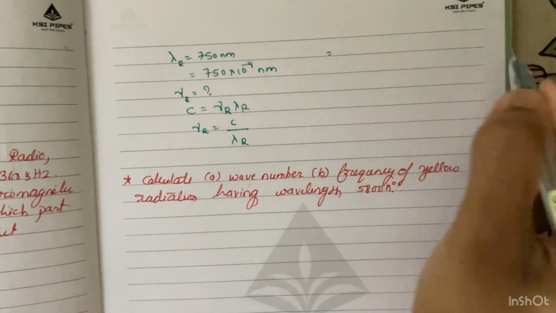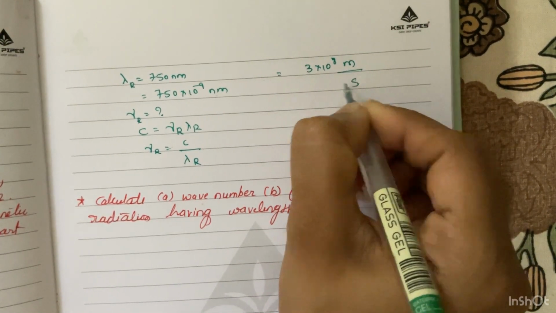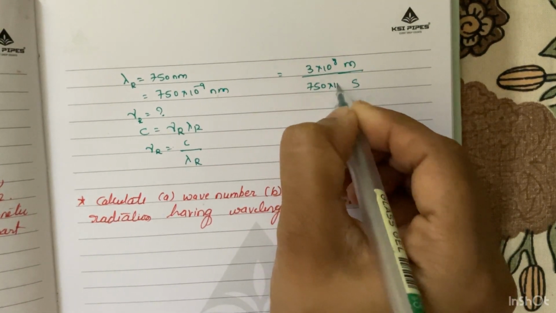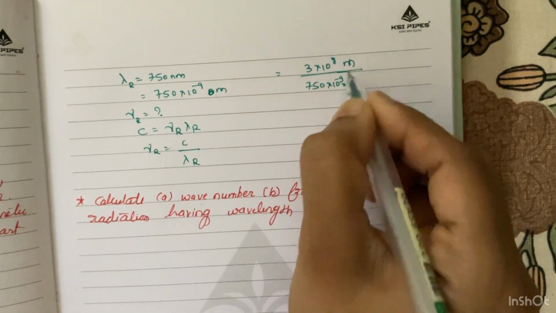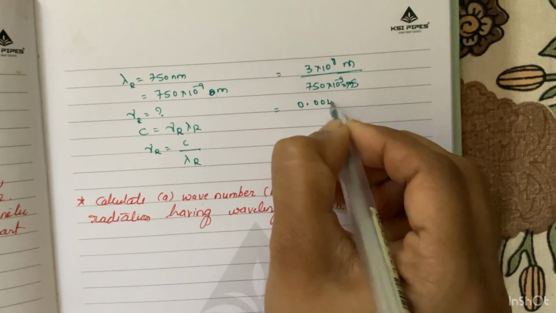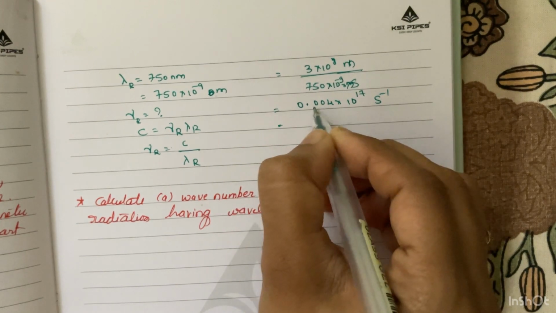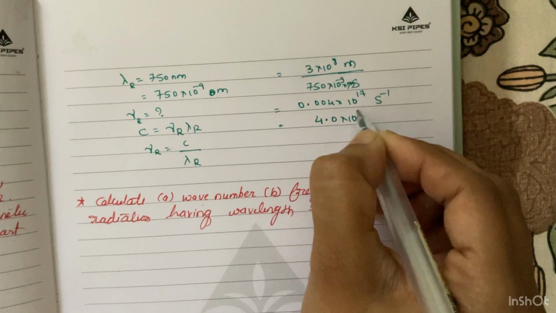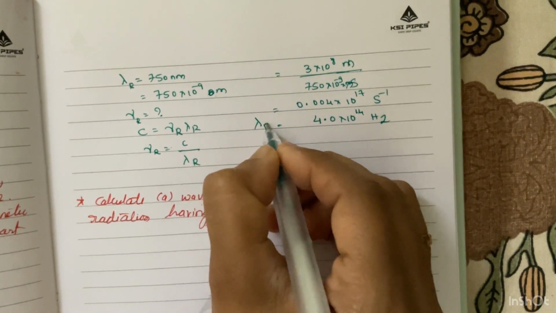Now let me substitute c, which is a fixed value, that is 3 into 10 raised to the power 8 meter over second, and here the wavelength value, that is 750 into 10 raised to the power -9 meter. I have to write only meter. This meter will get cancelled. 3 over 750 after division, I'll get 0.004, and the exponent becomes 17, per second. Now I'm going to shift 3 digits, so I'll have 4.0 into 10 raised to the power 14, converted to hertz. So this is the value for the frequency of the red.